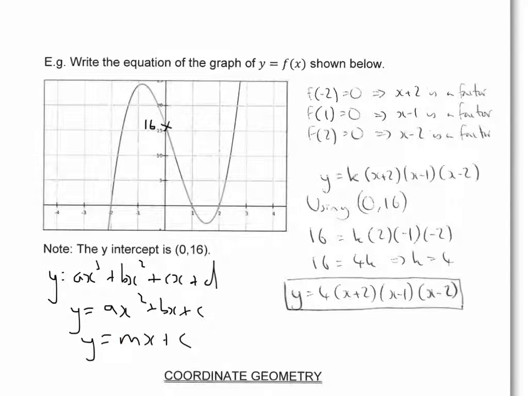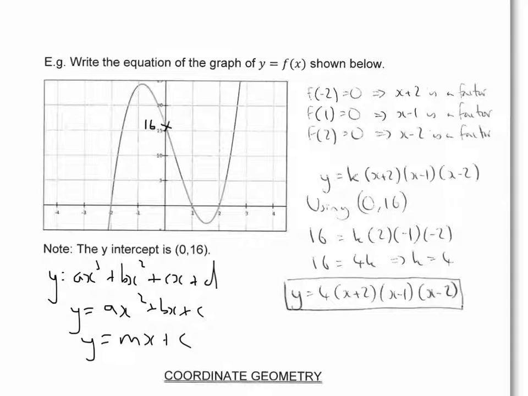Okay, so going back to this diagram up here, I'm first of all going to just focus on these roots here, but we'll see in a second why that's not quite enough. So I can see that when you plug in 2, you get an answer of 0. When you plug in 1, you get an answer of 0. And when you plug in minus 2, you get an answer of 0.